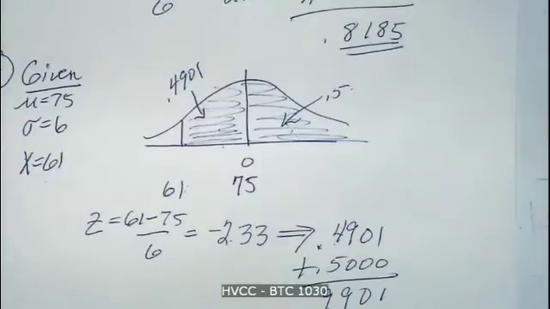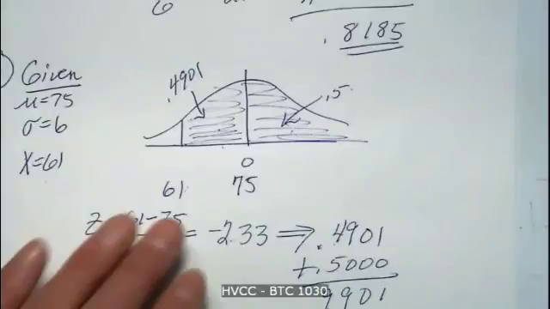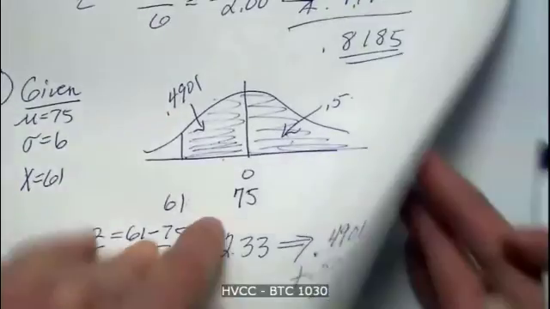The chance of me selecting somebody from my factory and that person being able to assemble the part in greater than 61 seconds is 99%. So just about all my employees can do that. Great. Okay.